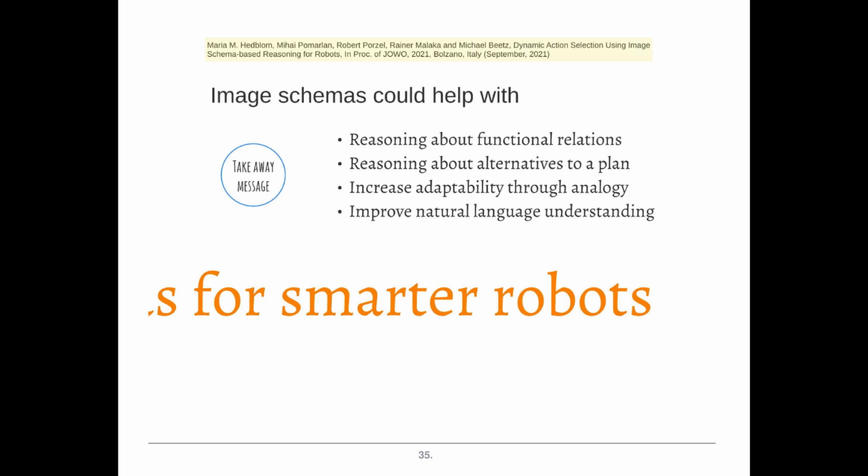But our main idea is that reasoning about functional relationships can be done through image schemas, as well as reasoning about alternatives to a plan. And we showed this with the bread cutting example in a simple way. We believe that it can help with adaptability. So basically, the robot would be able to infer certain kinds of relationships and certain kinds of properties of events by making analogies from one situation to another. And ultimately, ideally as the perfect last step, it would also be a way to improve natural language understanding and create a system that would fully understand what we're trying to tell it. So this is the takeaway message.